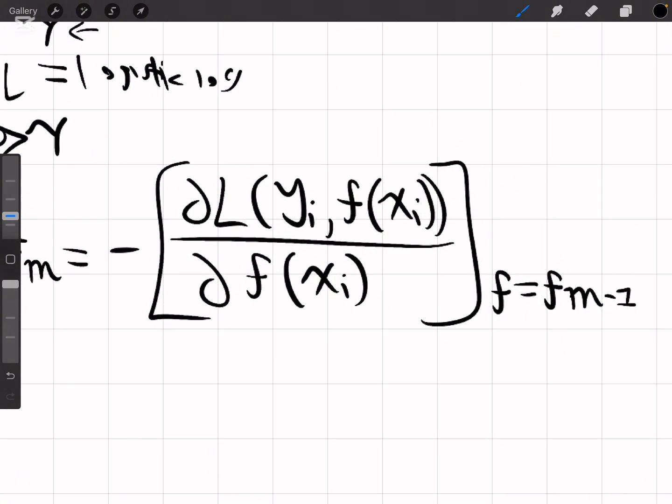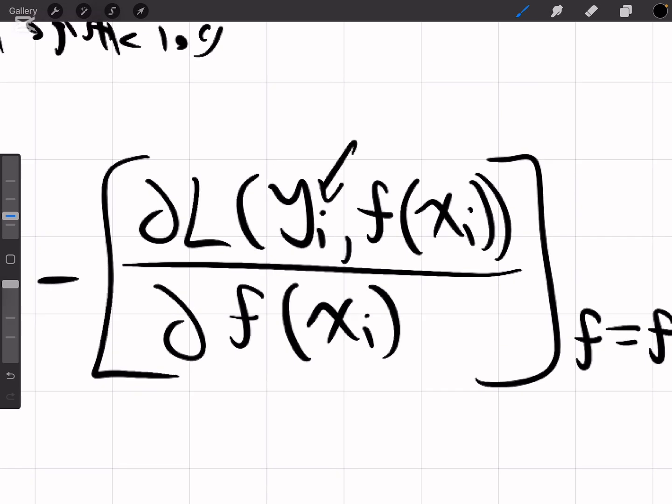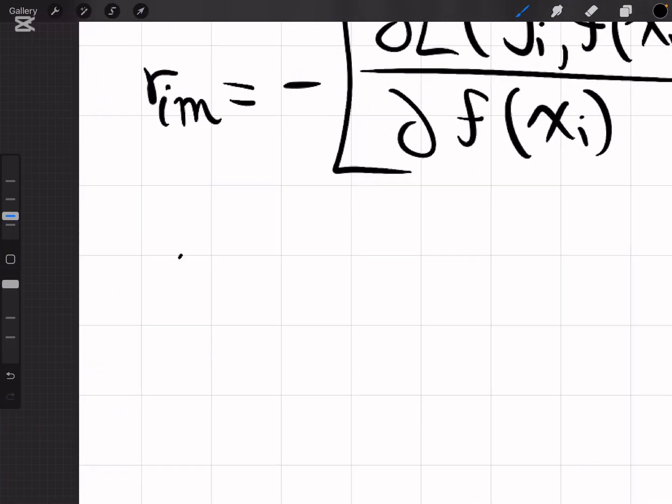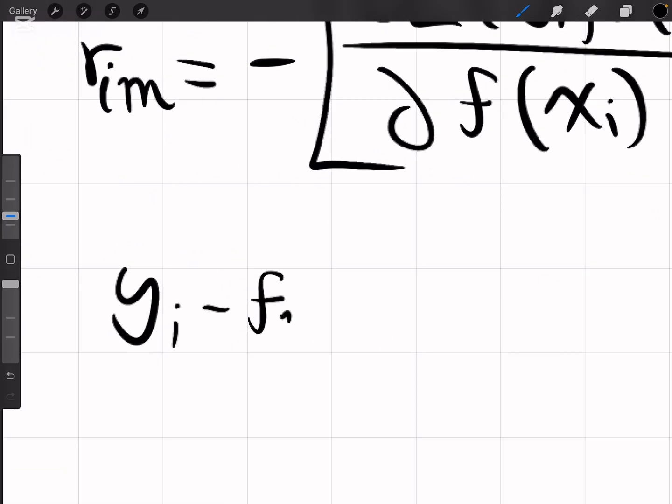So for each data point i, you calculate the negative gradient of the loss function at the current model, which is f at m minus 1 of x of i. This is called a pseudo residual because for certain loss functions like squared error, it literally is the residual, right? So if it was for squared error, it would literally be, I'm writing it out all carefully, right?